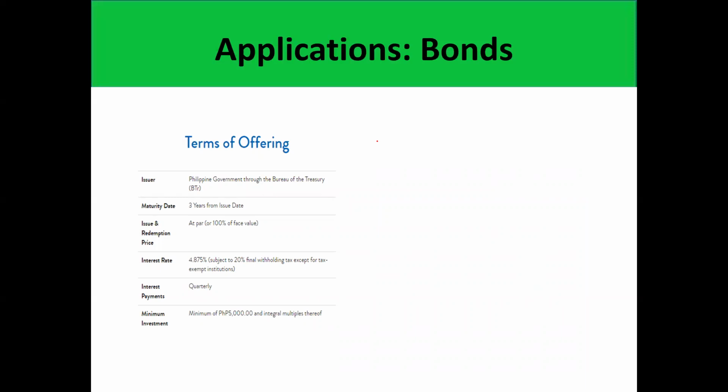Now here in the following table, we have information about a government bond. The one issuing government bonds is the Bureau of the Treasury. It says here the maturity date is 3 years from the issue date. The interest rate is 4.875%, which is subject to 20% withholding tax. The interest payments are given quarterly. And the minimum investment is 5,000 pesos and integral multiples thereof. So as you can see, it should be multiples of 5,000. When you invest here, it should be 5,000, 10,000, 15,000, 20,000, and so on.